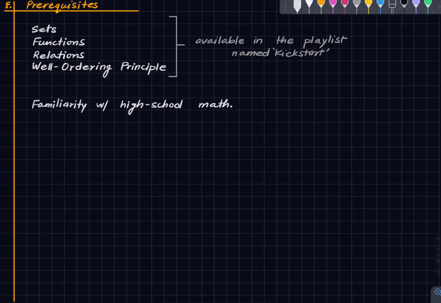We will be discussing the notion of a field in this lecture, and let me delineate some prerequisites. We need to know the language of sets, functions, relations. All of this is available in the playlist named Kickstart. We also need to know the well-ordering principle, not for this lecture, but for the lecture series in general. Of course, we will be assuming high school level mathematics. And with that, let us start.